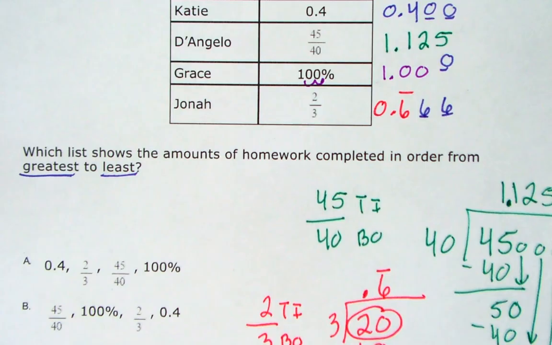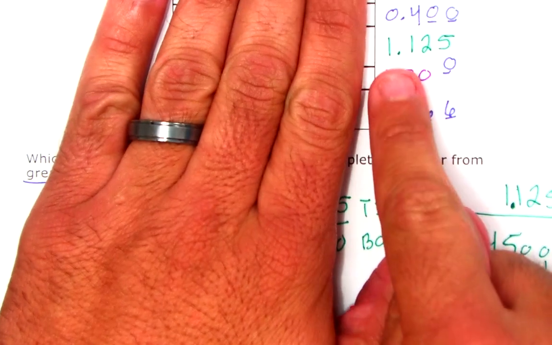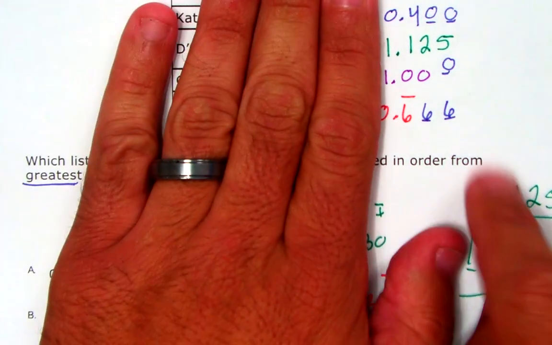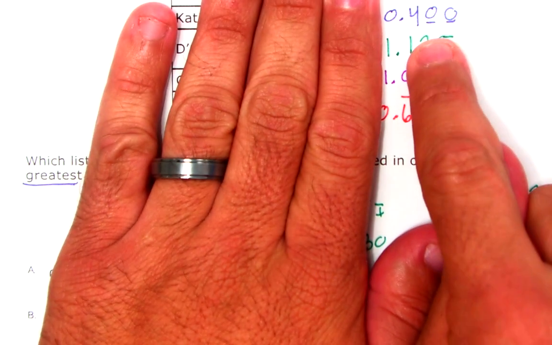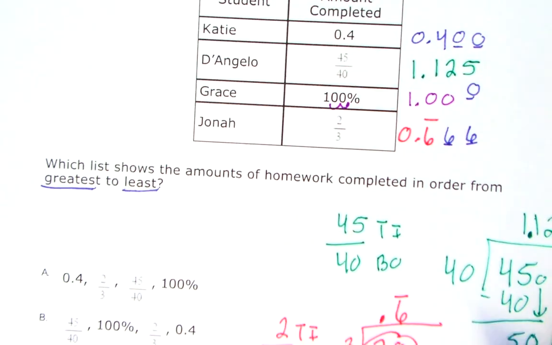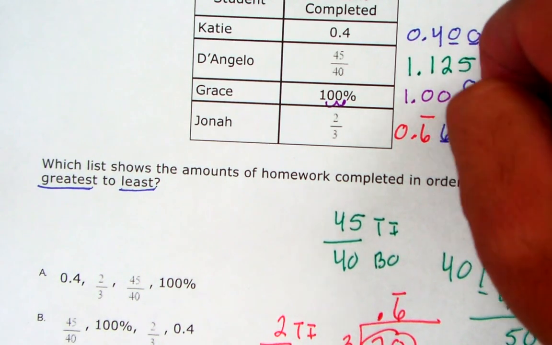Now let's put it in order from greatest to least. Look at the whole numbers. The biggest whole number I have is a 1. So it's between D'Angelo and Grace. Now look at the tenths. You have a 1 versus a 0. The 1 is bigger, which means D'Angelo spent the most time, followed by Grace.